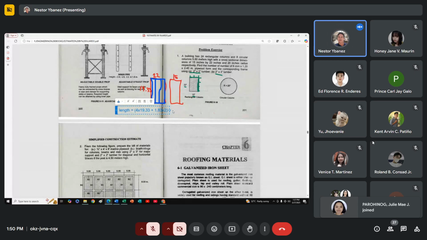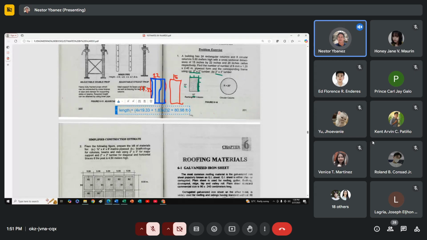So that's equal to 4 times 19.33 plus 1.83 times 2, times 2 again. So 161.96. Since there are two pieces, two sides, the other is 80.98. Let's not round off yet.